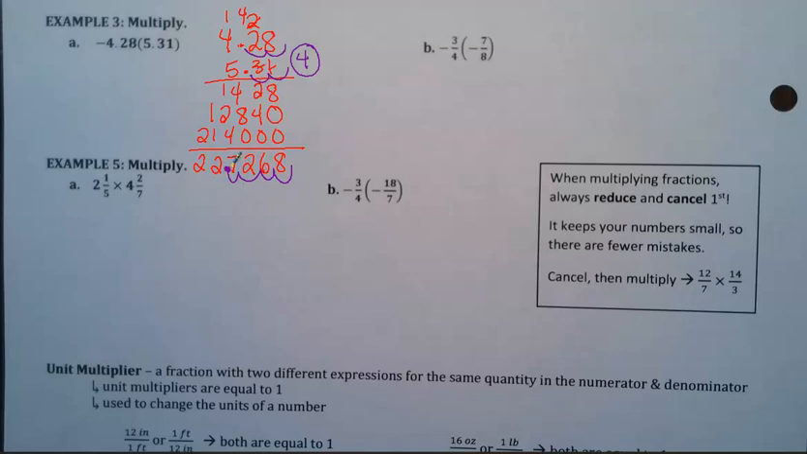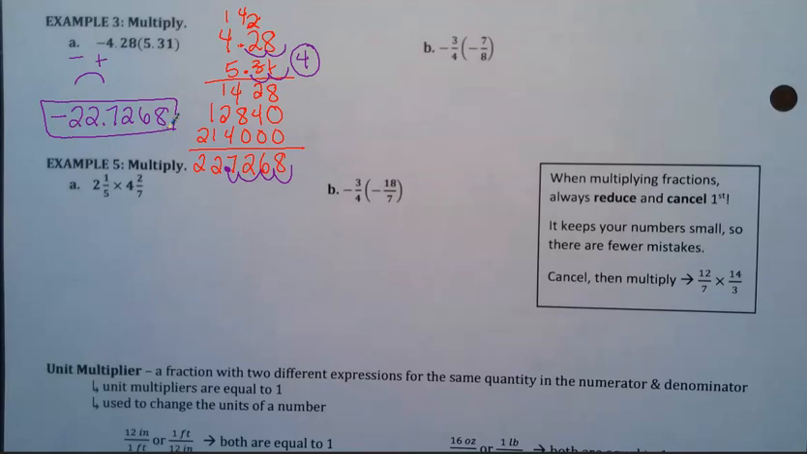So for example 3a, we have a negative times a positive number, so our answer is going to be negative. So it's negative 22.7268. All right.